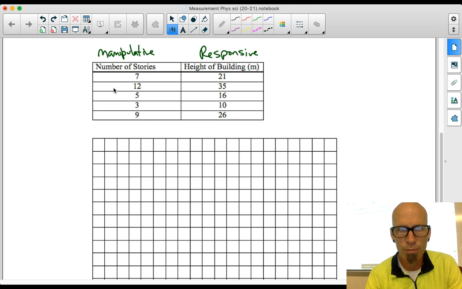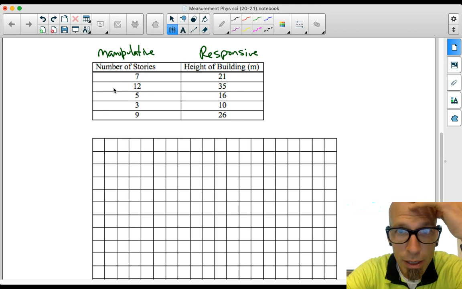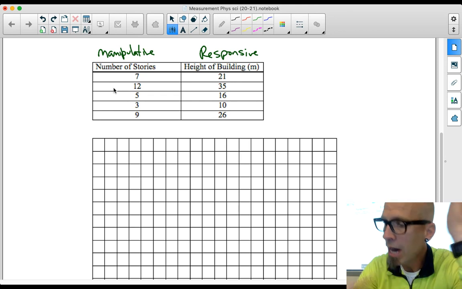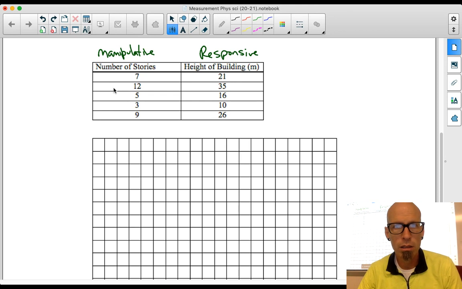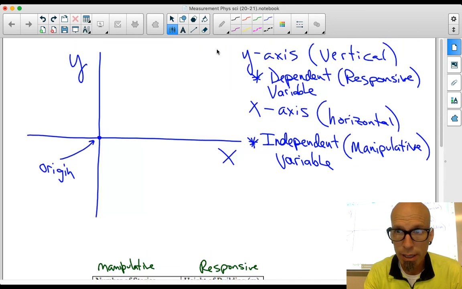in your hotel. Now, this then tells us which axis these have to be on. Deciding that, figuring that out, now we know which axis each of these variables has to be on. And again, that's something you're going to have to remember, like this right here. The responsive goes on the Y, the manipulative goes on the X.